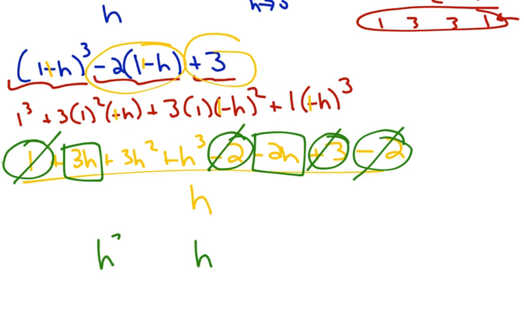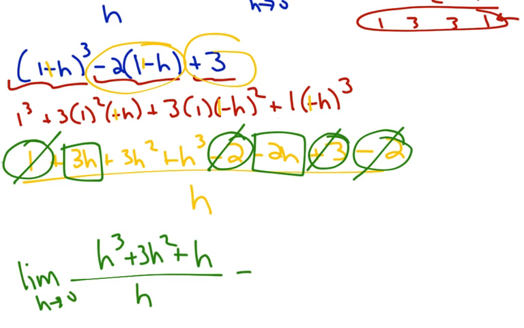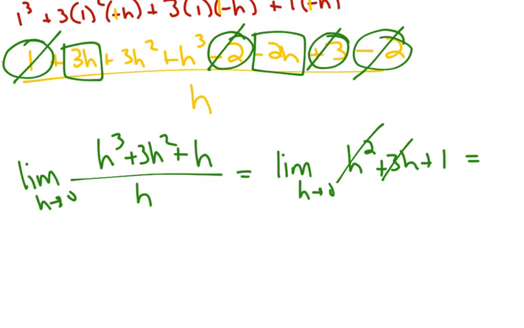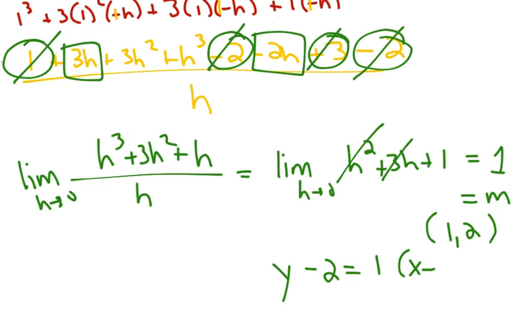I have an h cubed and a 3h squared. And then I'm going to divide those all by h, and I'm going to get h squared plus 3h plus 1, and now when I plug in 0 for h, these go away, and I'm left with 1, which is the slope. So if the slope is 1 and it goes through the point (1, 2), the equation of the tangent line is y minus 2 is equal to 1 times (x minus 1).